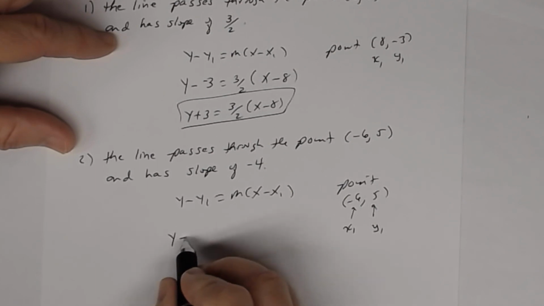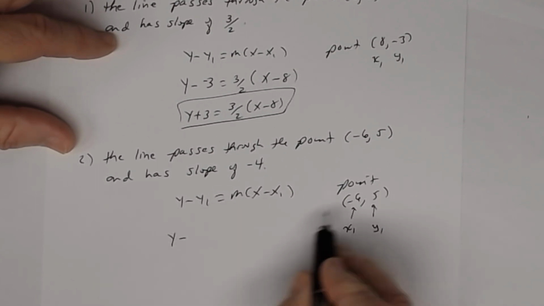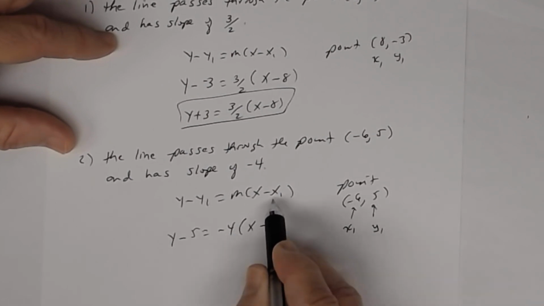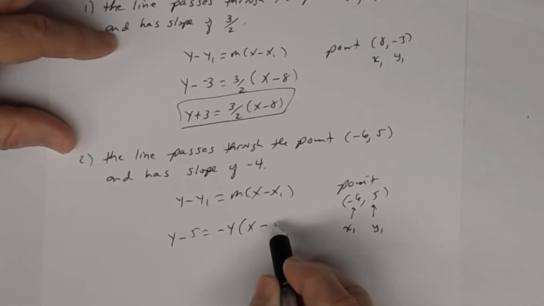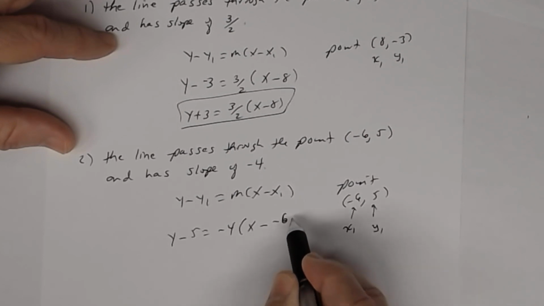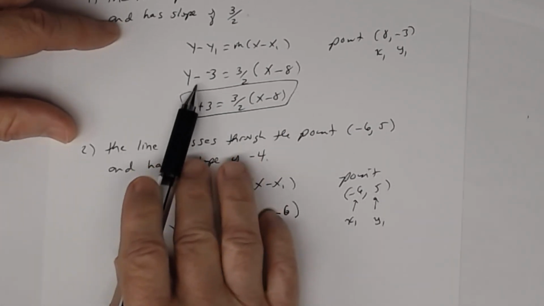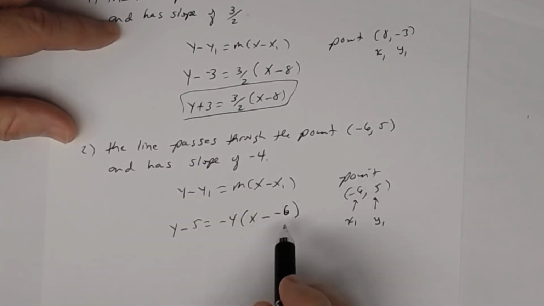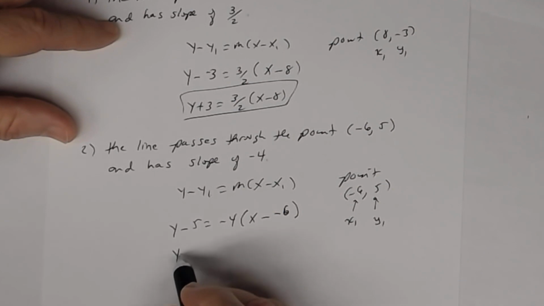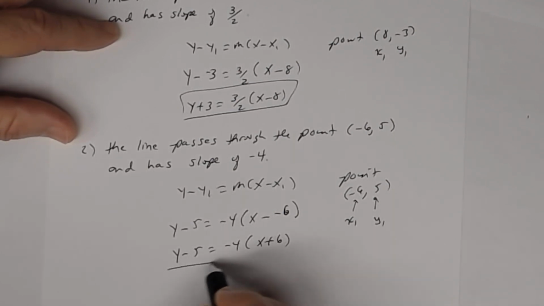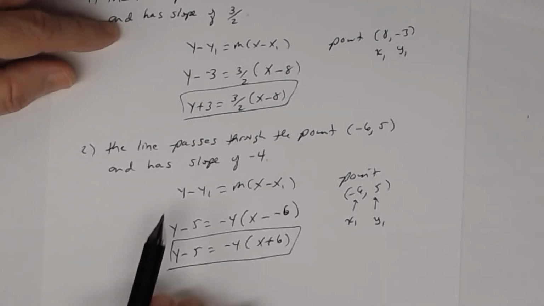So I have y minus y1, which is 5, equals the slope, which is negative 4, times x minus x1. Notice x1 is negative, which is negative 6. Just like the previous problem, y subtract negative 3, you need to write as y plus 3. So x subtract negative 6, you need to write as x plus 6. So you have y minus 5 equals negative 4 times x plus 6. And that's the answer. That's the equation of that line.